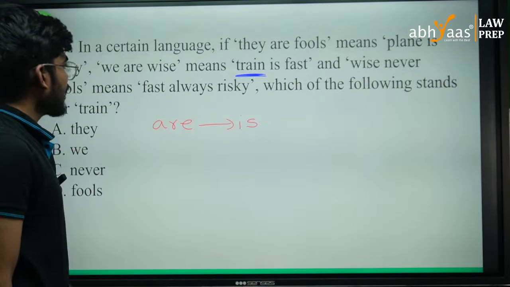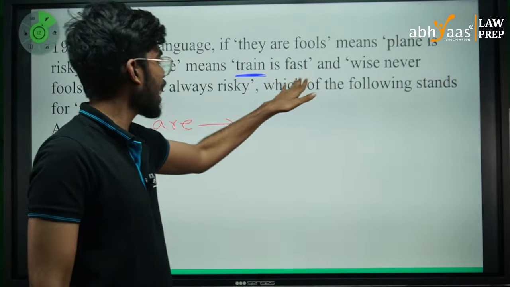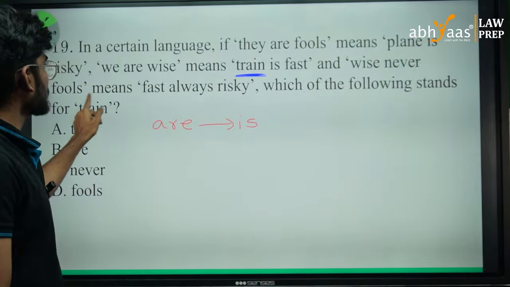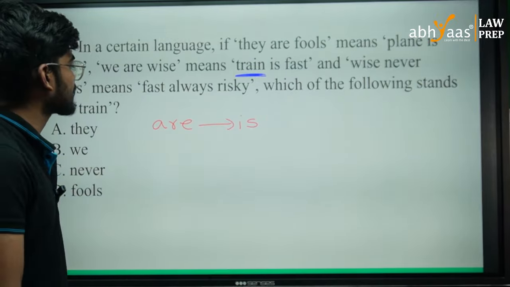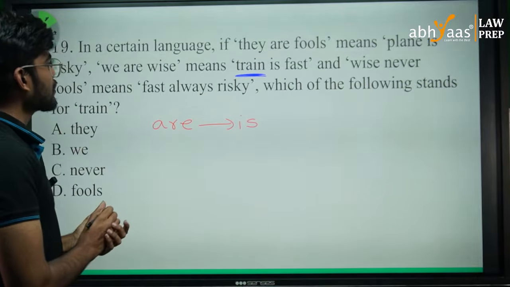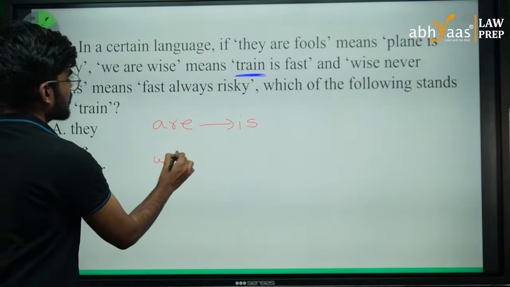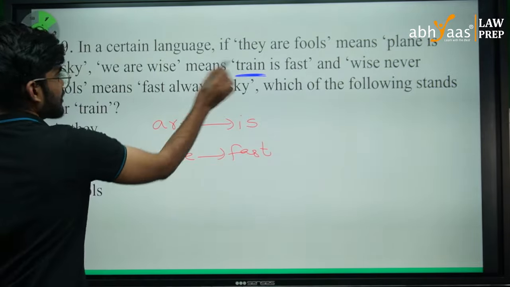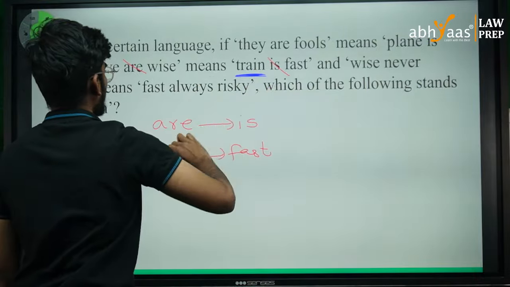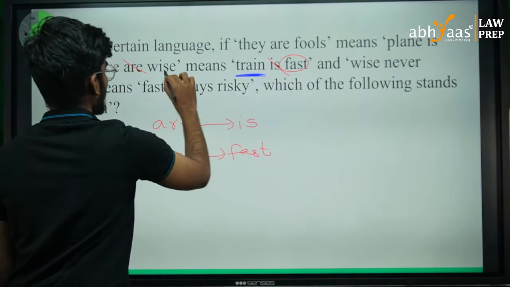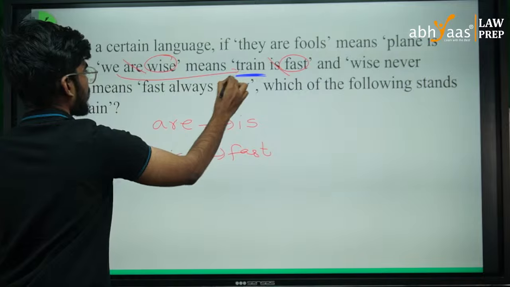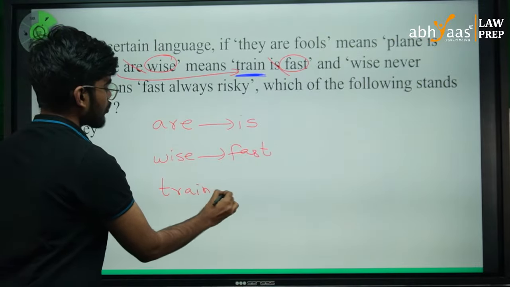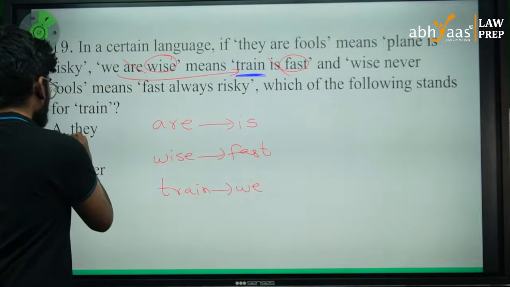Next, can we decode the code of fast? Yes, because it is common between 2 and 3. "VR wise" means "train is fast". Fast is always risky. So wise means fast. Ease means R, and wise means fast, so this one and this one will get cancelled. What is left? Train means V, because that is the only thing left. So the answer is option B.